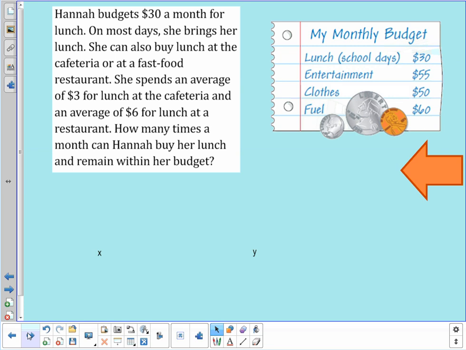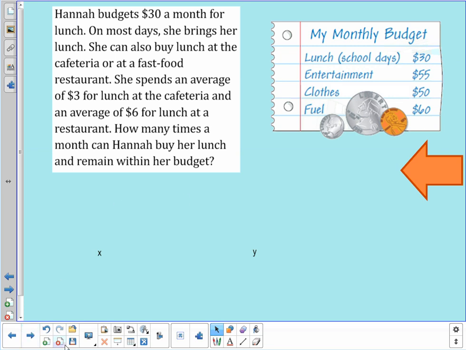In number 1, it says Hannah budgets $30 a month for lunch. On most days she brings her lunch. She can also buy lunch at the cafeteria or at a fast food restaurant. She spends an average of $3 for lunch in the cafeteria and an average of $6 for lunch at the restaurant. How many times a month can Hannah buy her lunch with the remaining budget?